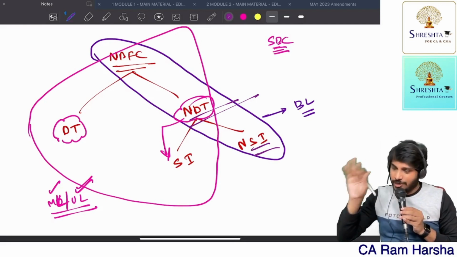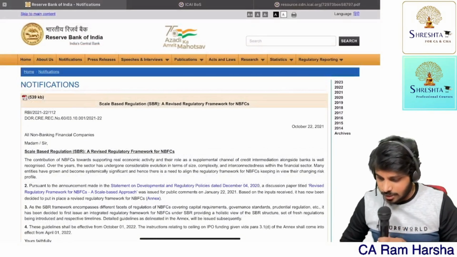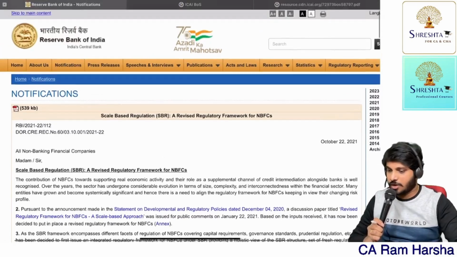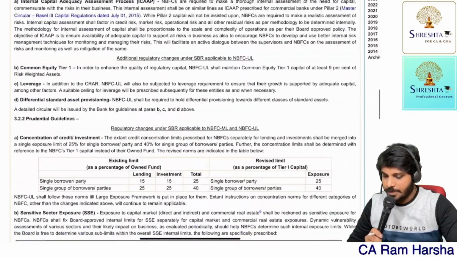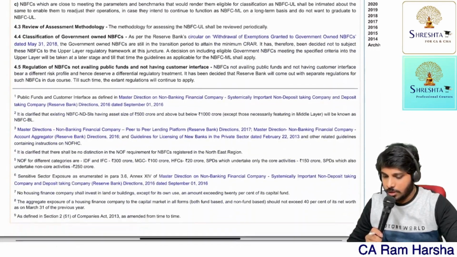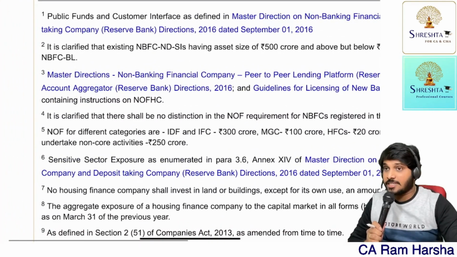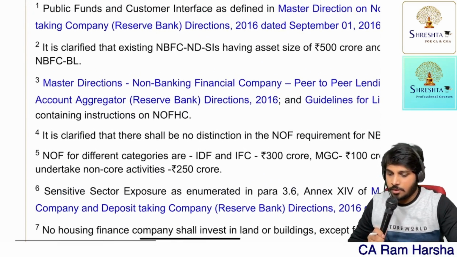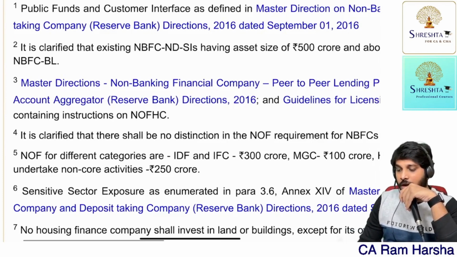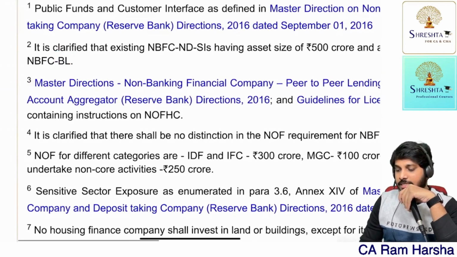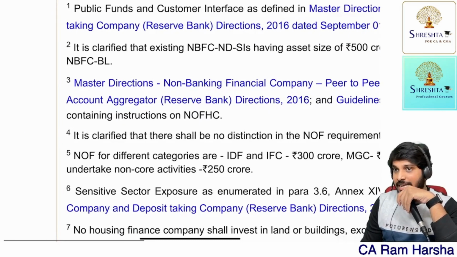Now inside this there is a clarification. This is the actual notification which resulted in the amendment, directly from the RBI side. I'm opening it on the internet itself, showing you. Inside this, they have explained in a note point. Second point, it is clarified that existing NBFC non-deposit taking, systematically important, having asset size of 500 crore and above but below 1000 crore will be classified as NBFC base layer.